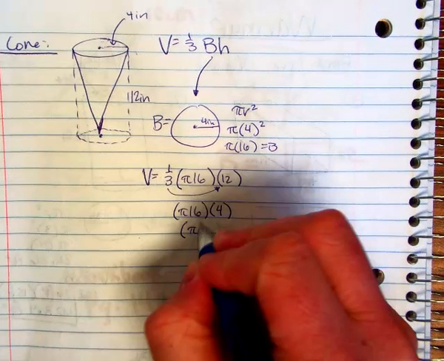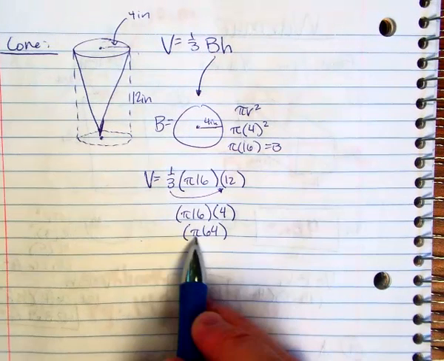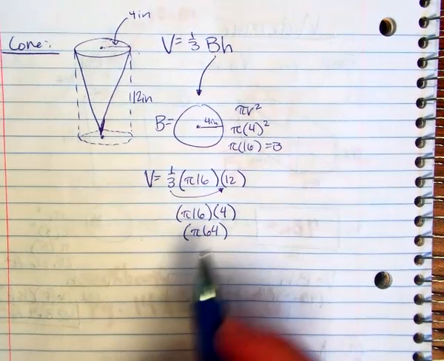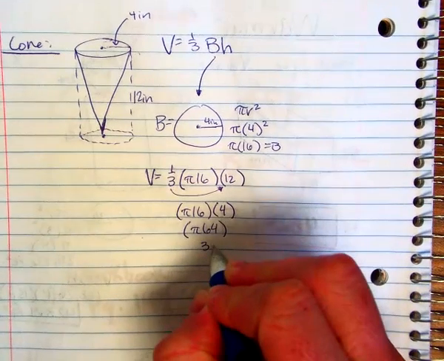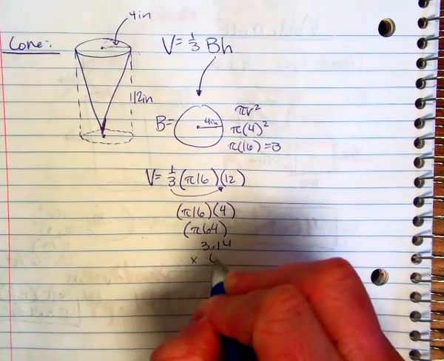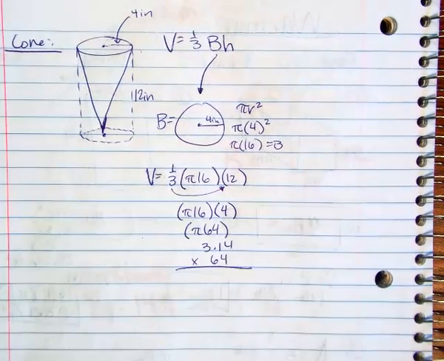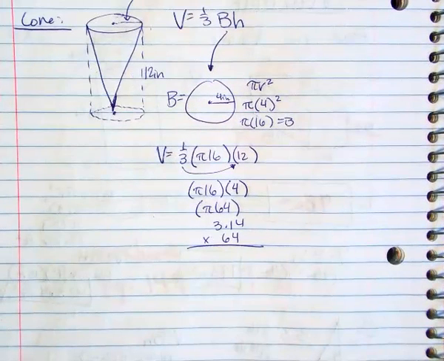16 times 4 is going to give me 64. Now the only thing I have left to do is just multiply these. 64 times pi. So I'm going to do 3.14 times 64. And this is going to give me my final answer when I'm done.